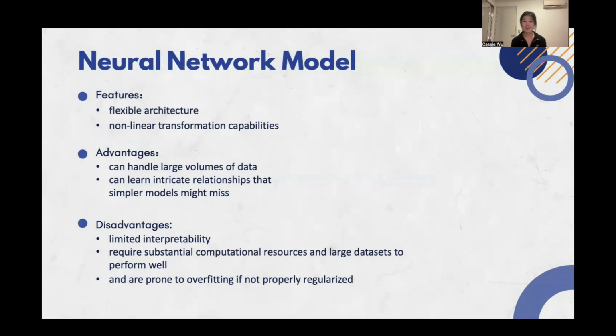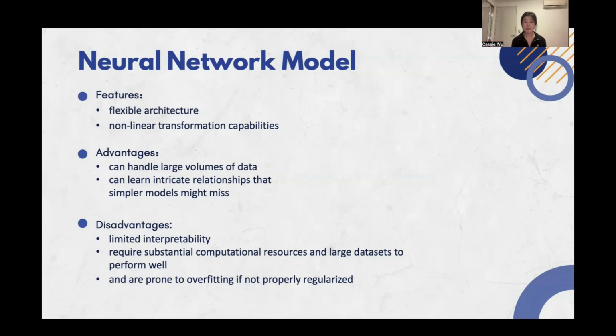Hi, this is Cassie. Today, I will present the improvements and the results of our neural network model for predicting revenue. We will discuss the strengths and the weaknesses of the neural network, the enhancements we've implemented, their impact, and the commercial insights derived from the model.